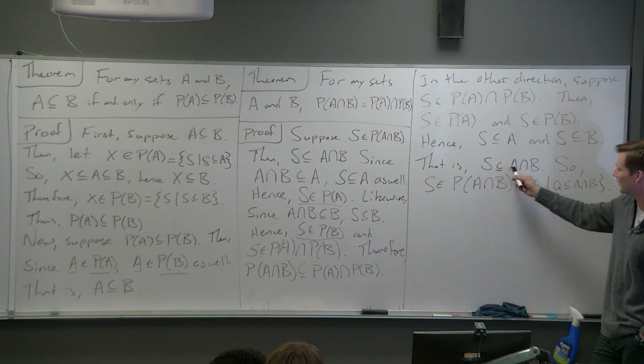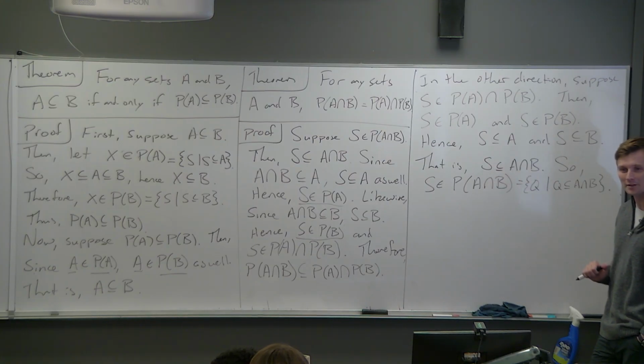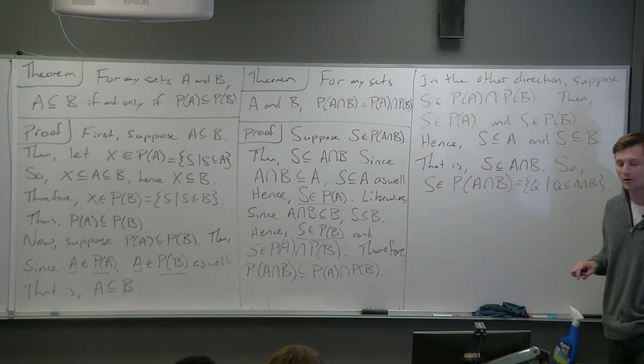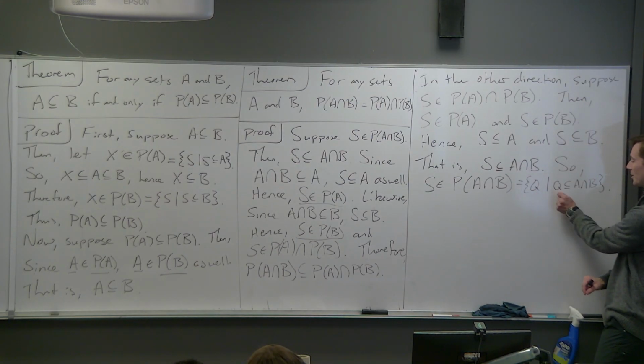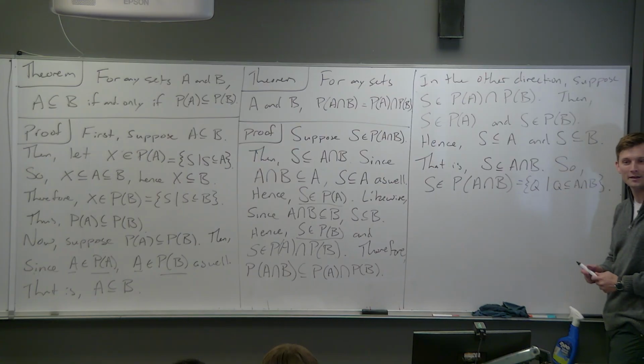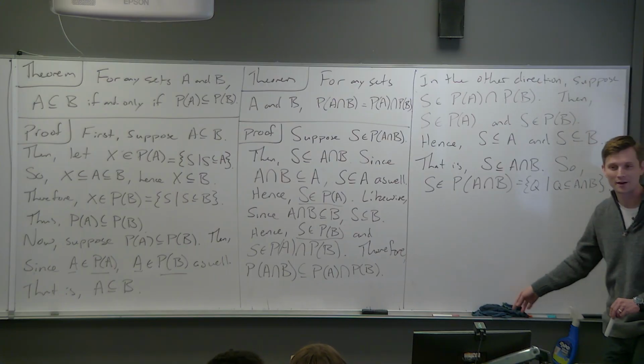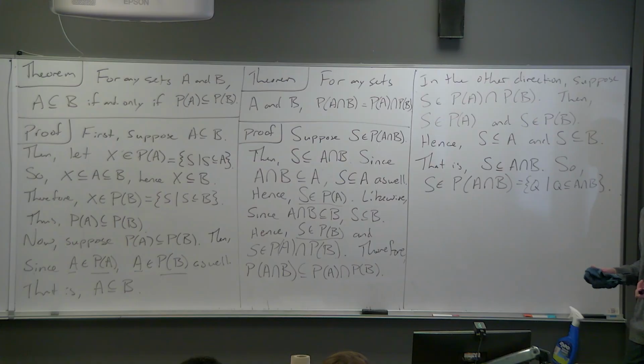That is, if S is contained in the intersection of A and B, then S is an element of the power set of A intersect B, which is just the collection of all sets that are contained in A intersect B. You don't really need this last part of this line right here. I'm just trying to make that part of the argument clear. Yeah? Does that feel okay?